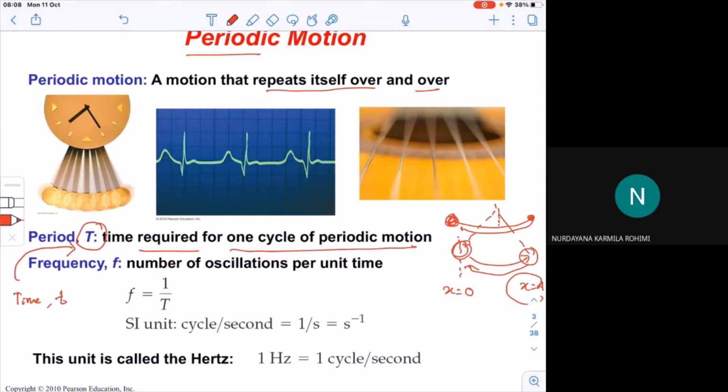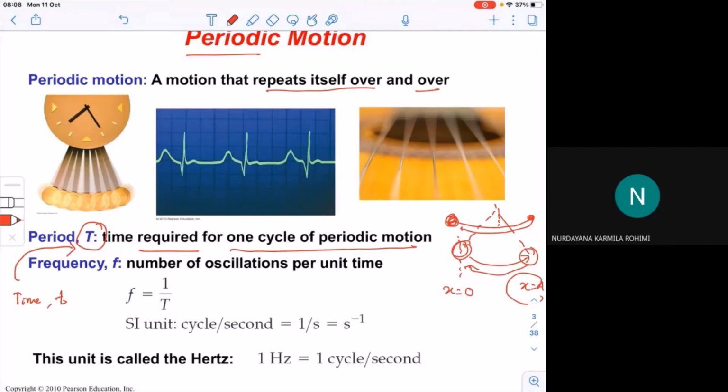And this is the frequency. The frequency is the number of oscillations per unit time. How many cycles you count inside a certain amount of time, that is the number of oscillations.